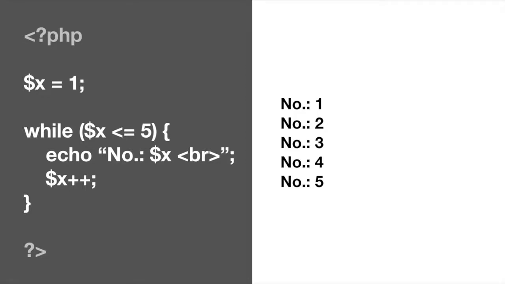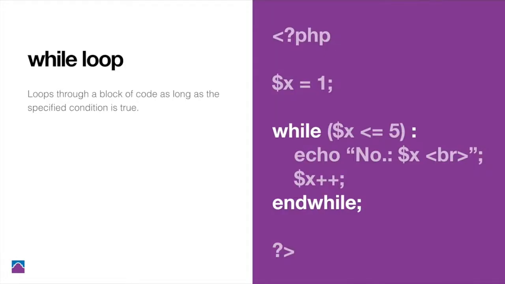This is just so you can visually see the output of that. So it just goes 1 through 5. And then also, instead of using the braces, you can actually use a colon and then end it with endwhile. You'll see this a lot in WordPress templates. They use this almost every time. So that's an alternative way of doing that.